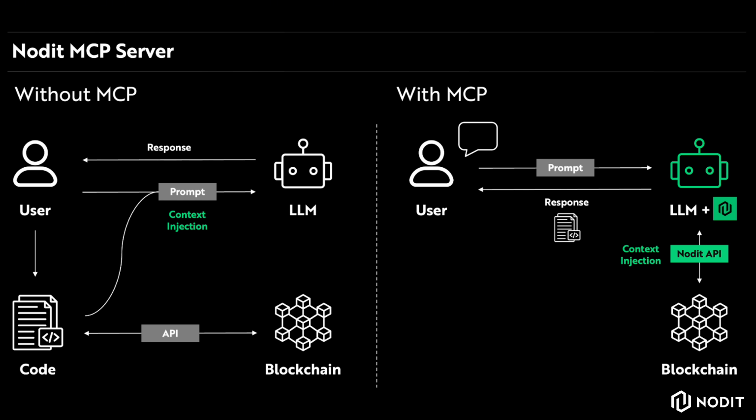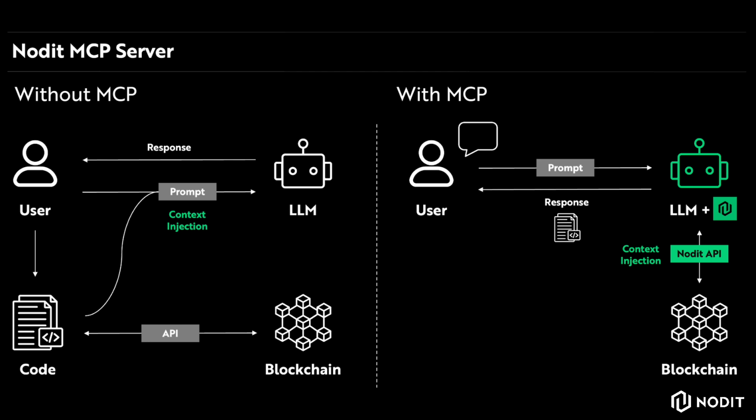Here, the user sends a prompt directly to the LLM, but before that, they often need to manually gather additional context, such as data from blockchain APIs or on-chain contracts. This means writing code, calling APIs, and manually injecting context into the prompt. It's a manual, developer-heavy process, and it doesn't scale well for non-technical users.